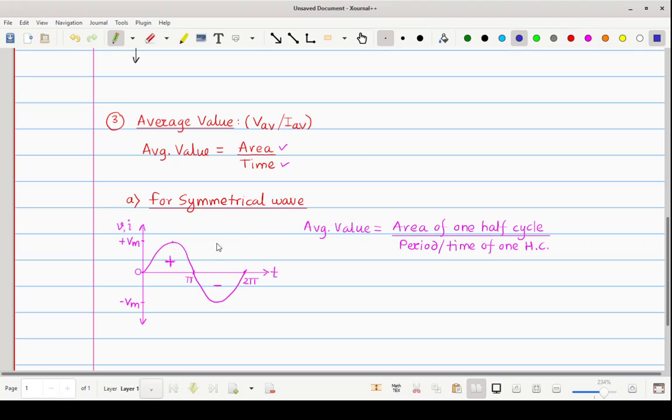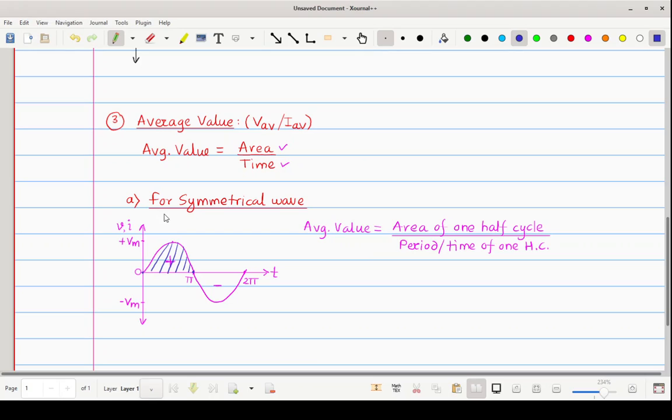Suppose we are considering the positive half cycle. We have to calculate the area of this positive half cycle and divide that area by its time period. What is the time period of this positive half cycle? It is pi radians, sorry, not degrees. So you calculate the area of the positive half cycle and divide it by pi radians. Then you will get the average value of this waveform. How to calculate the area of one half cycle, we will see later.